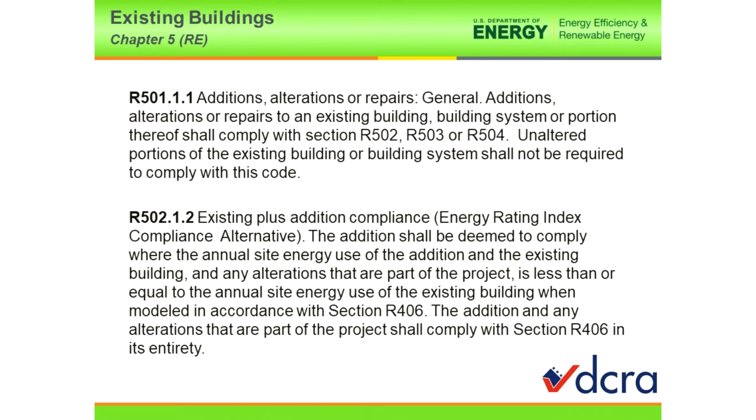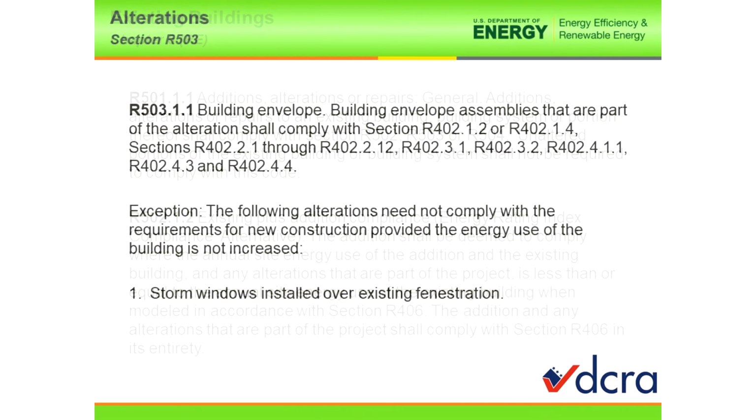Okay, it says that additions can be compliant via the ERI if they comply with R406. So if the original house energy usage is 10,000 kilowatts annually, and now with the new addition, the original house plus the addition equal 2,000 kilowatts per annual usage or less, then it's in compliance, okay? That's what this is saying. So just keep that in mind. And I know you're probably not going to choose the ERI anyway, but just in case you do, there you go.